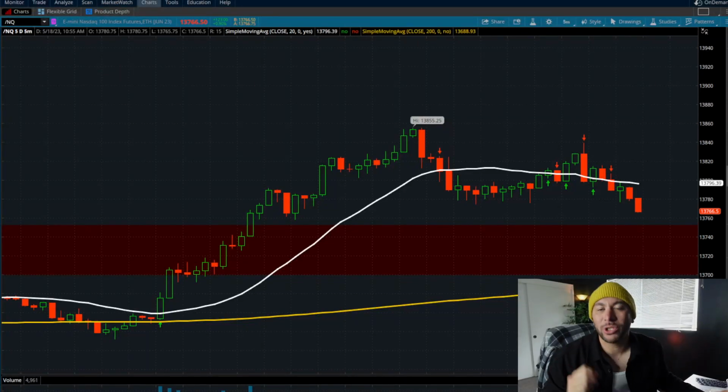What's going on, guys? We're looking at the Nasdaq futures. I'm going to show you guys my 5-minute strategy using the 20 SMA as well as my demand zone blocks.